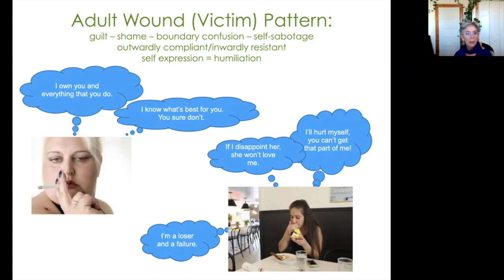I own you and everything that you do. I know what's best for you. You sure don't. So what does that leave the adult child with? I'm a loser and a failure. If I disappoint her, she won't love me. I'll hurt myself because you can't get that part of me. And that's the only way I can have a sense of individuation.